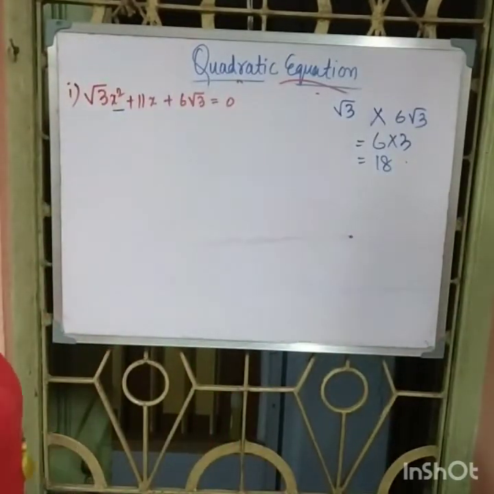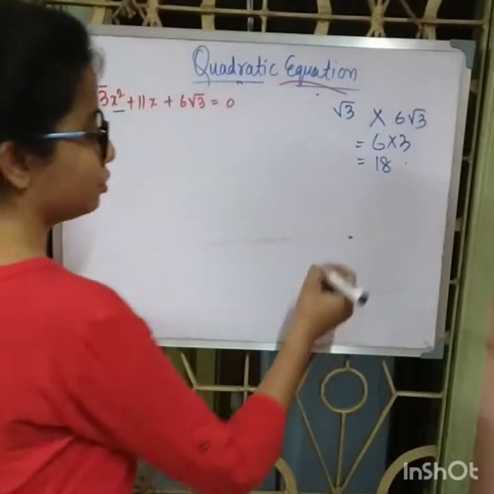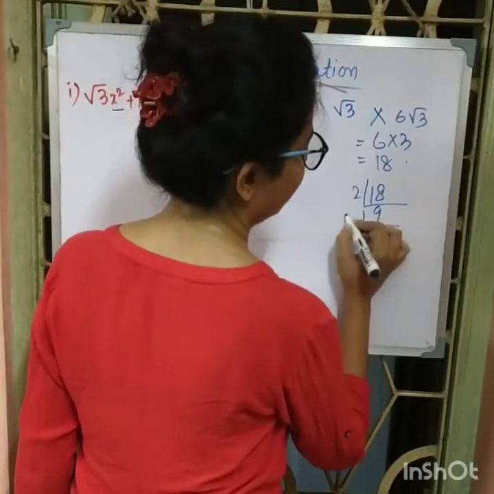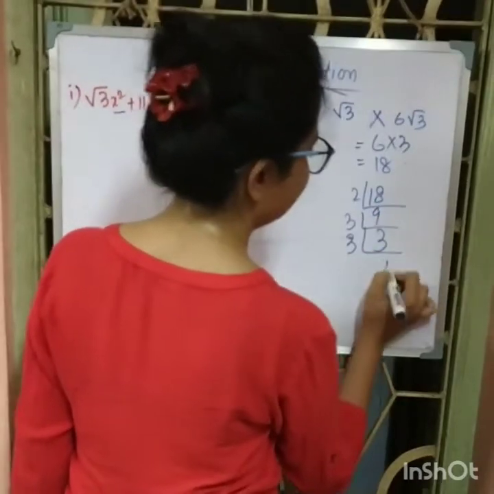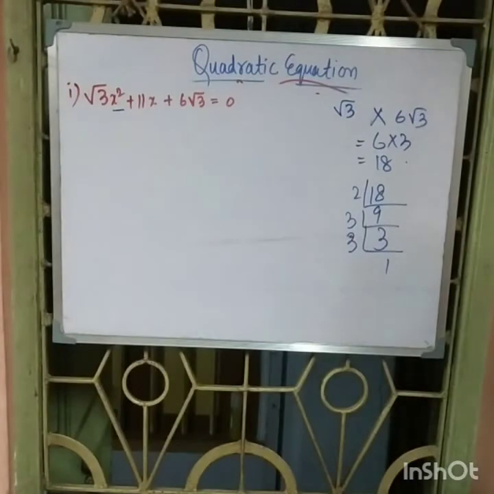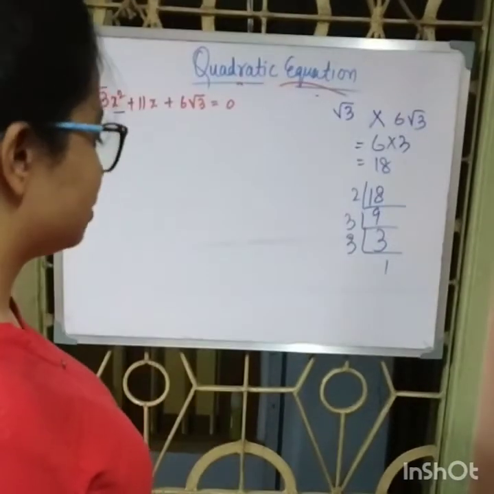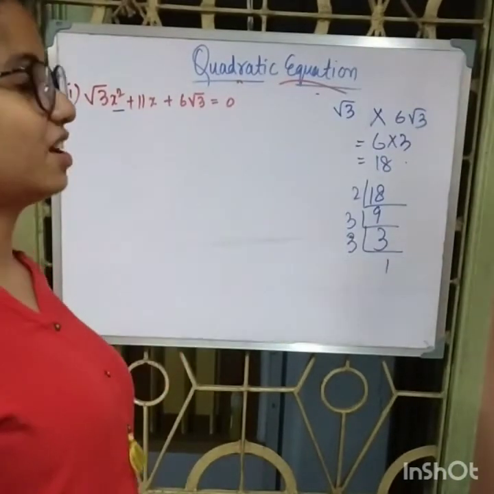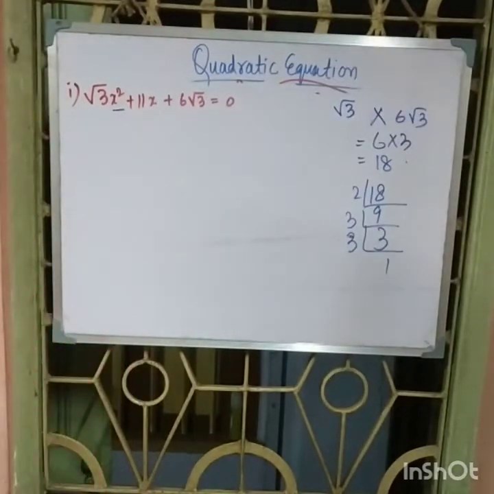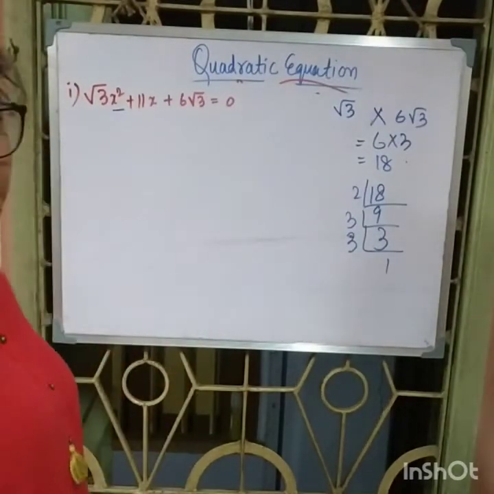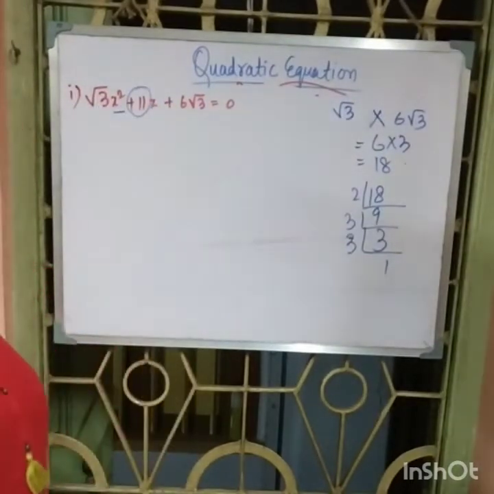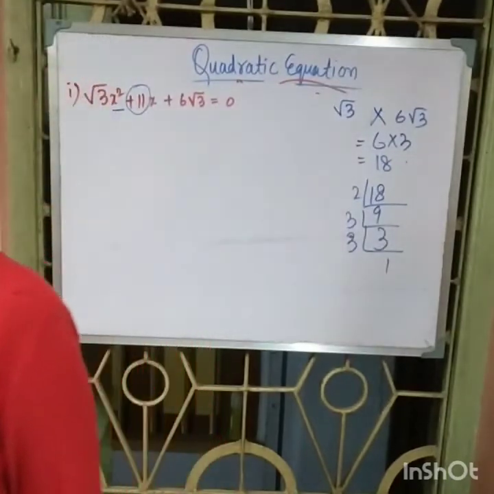Now we got the product. What are we going to do next? We are going to prime factorize the product. It's done. It's a very small number. So the prime factorization is done. Again, we need to break these prime factors into two parts such that by adding or subtracting them, we should get plus 11.